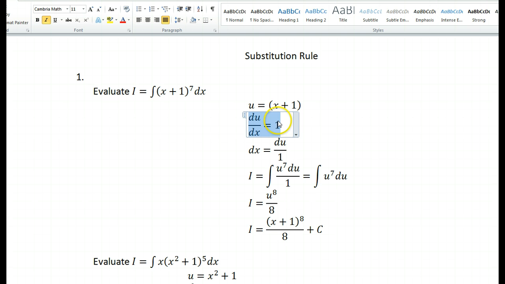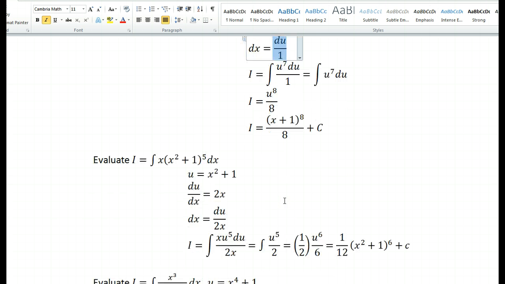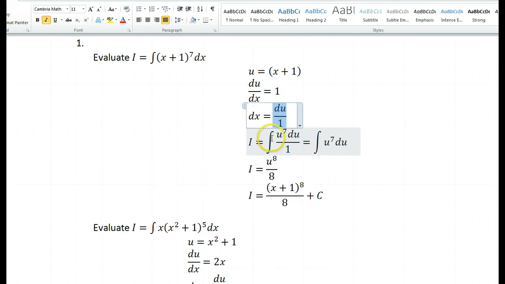And now we solve for dx. dx is equal to du over 1, and then we take it and plug it up here, so this becomes u, so you get u to the 7, and the dx becomes what? du over 1. So u to the 7 du, and so you integrate u to the 7, you get u to the 8 over 8. And then the final touch is you just replace the u by x plus 1, your original substitution, and you get x plus 1 to the power 8 over 8 plus c.